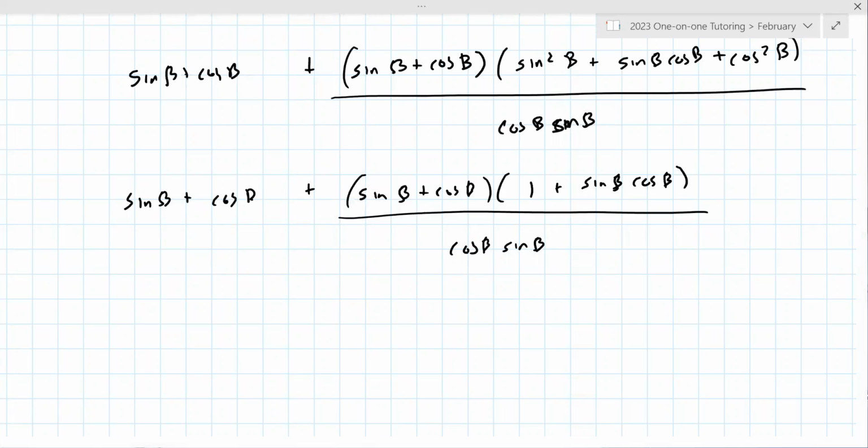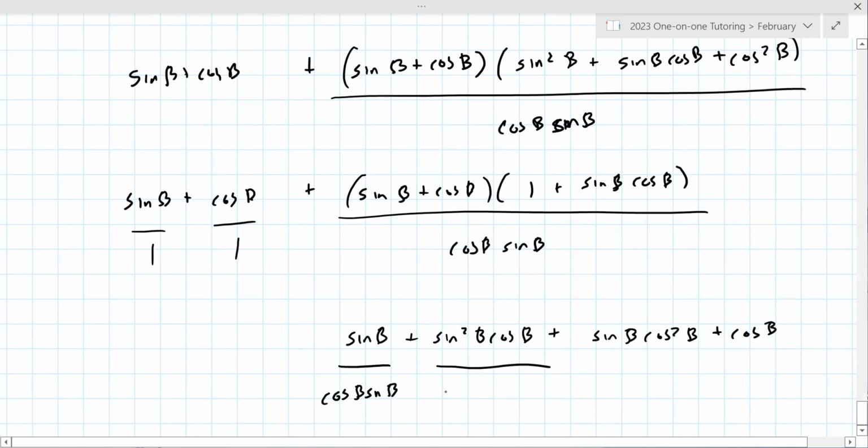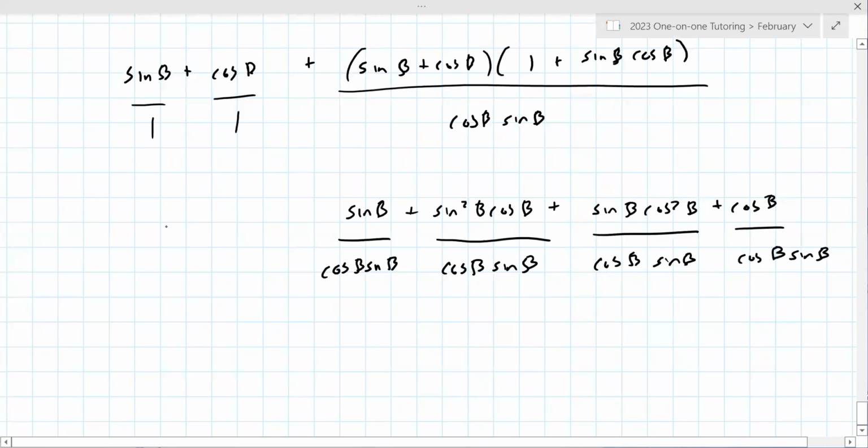I'm trying to avoid having, I mean, we do at some point need to divide everything, but is there really nothing else that happens here? I don't want to foil this one on the top right, but that's kind of where it's leading. At some point we're going to have to make a common denominator, but holding off on that. Nothing greater, so I guess I'm going to foil: sine beta plus sine squared beta cosine beta plus sine beta cosine squared beta plus cosine beta. And then each of these is going to be over cosine beta sine beta. And we still have this stuff to bring down as well, which we'll do in a moment.